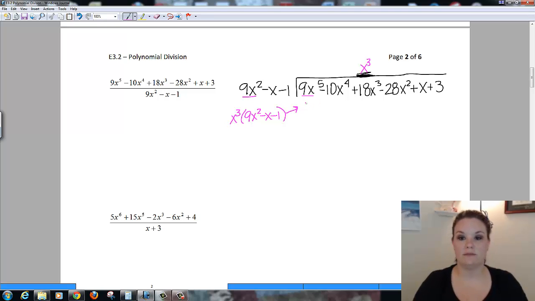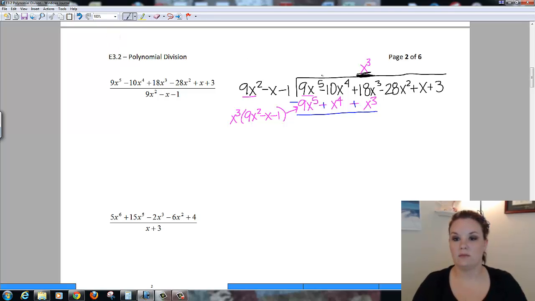So x cubed times 9x squared gives me 9x to the 5th. X cubed times negative x gives me negative x to the 4th. And x cubed times negative 1 gives me negative x cubed. Okay. Remember, I draw my line and change my sign. So it becomes negative 9, positive x to the 4th, positive x cubed. And then I combine down.